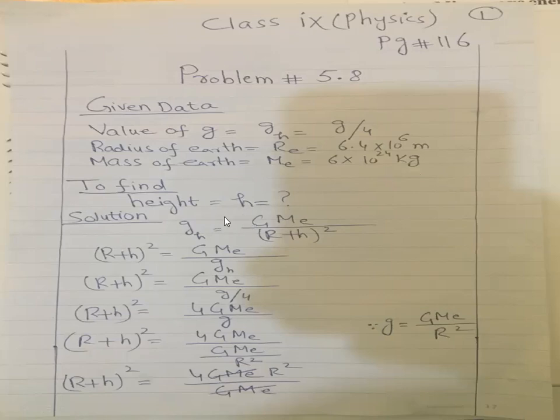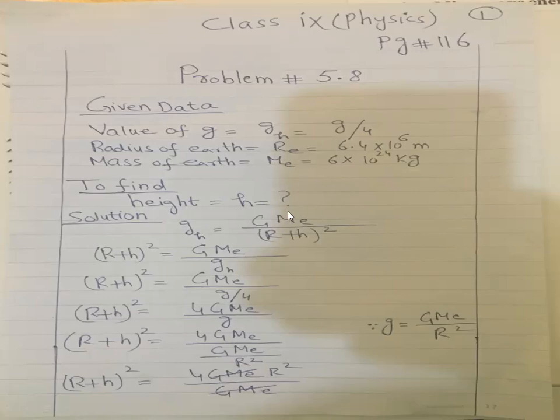I will use this formula, which is on page 111. If you open page 111, under equation 5.8, you will find this formula: g_h is equal to GM_e divided by (R plus h) whole square. So if you separate out (R plus h) whole square, you will get GM_e divided by g_h.